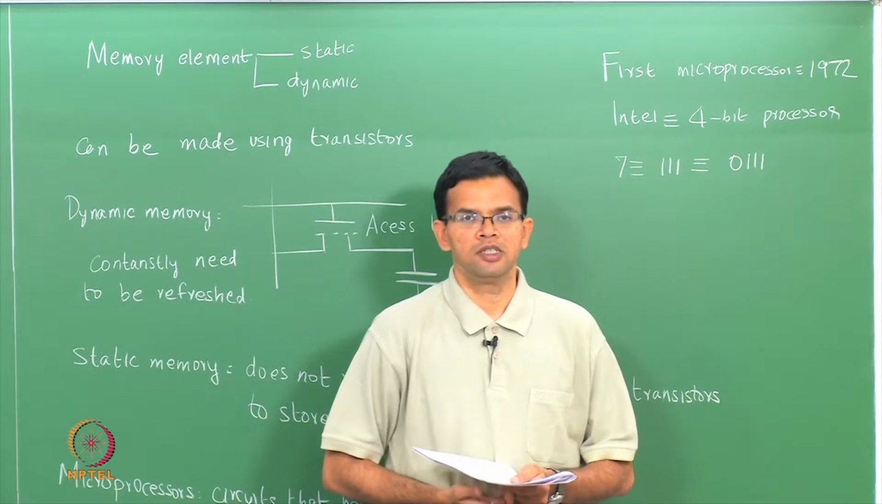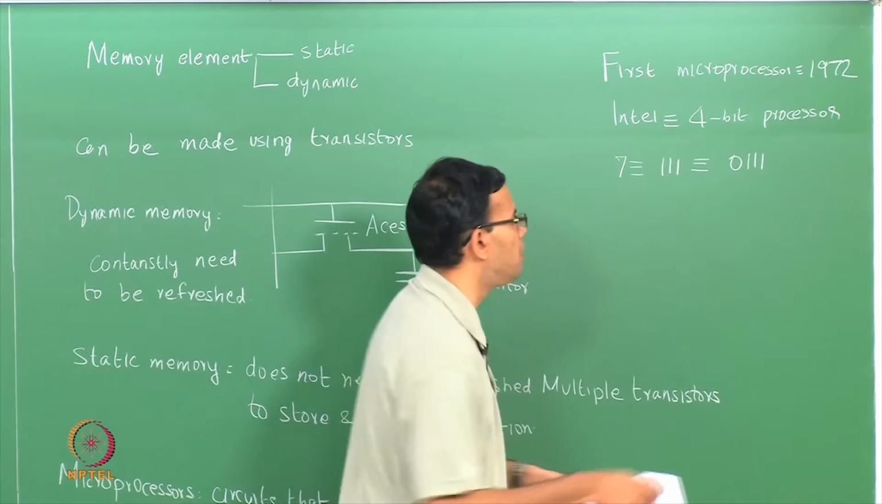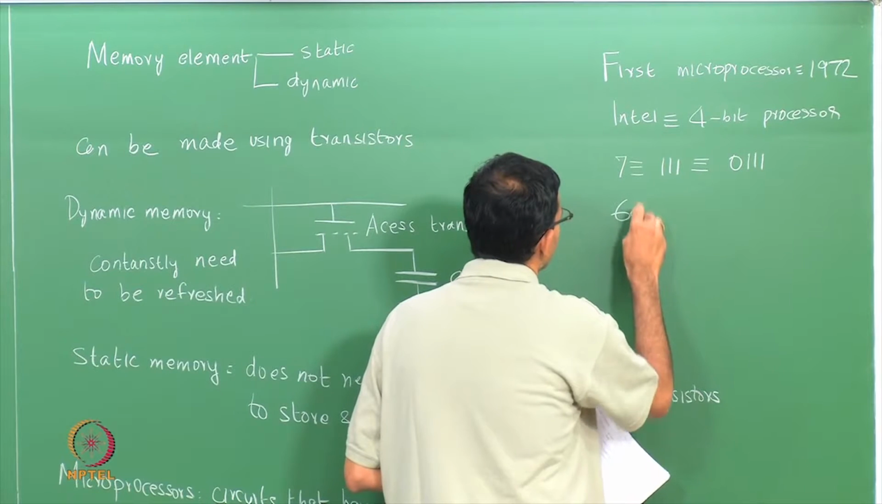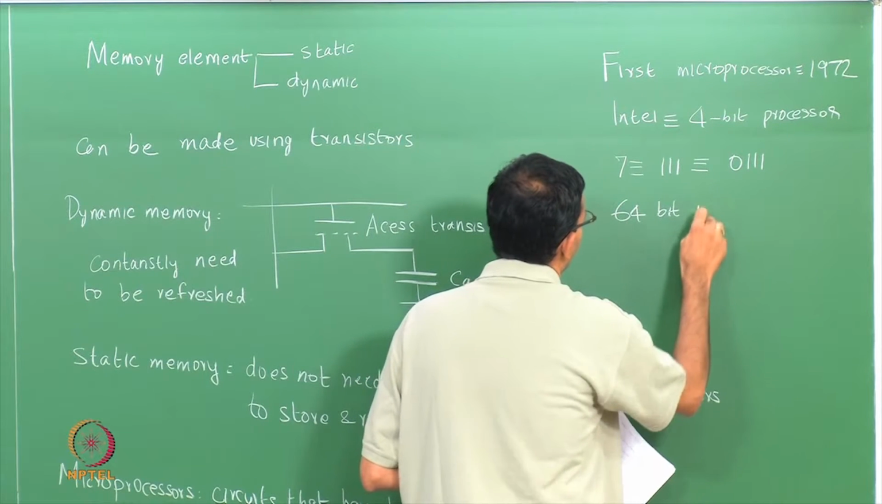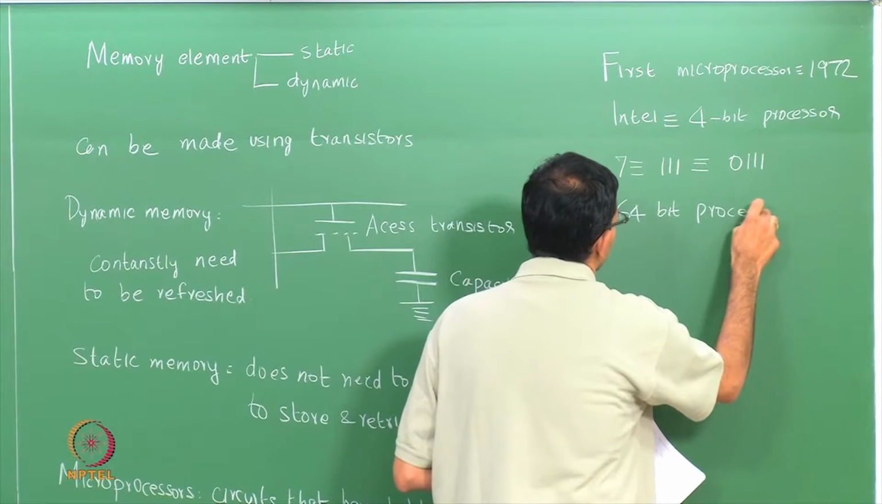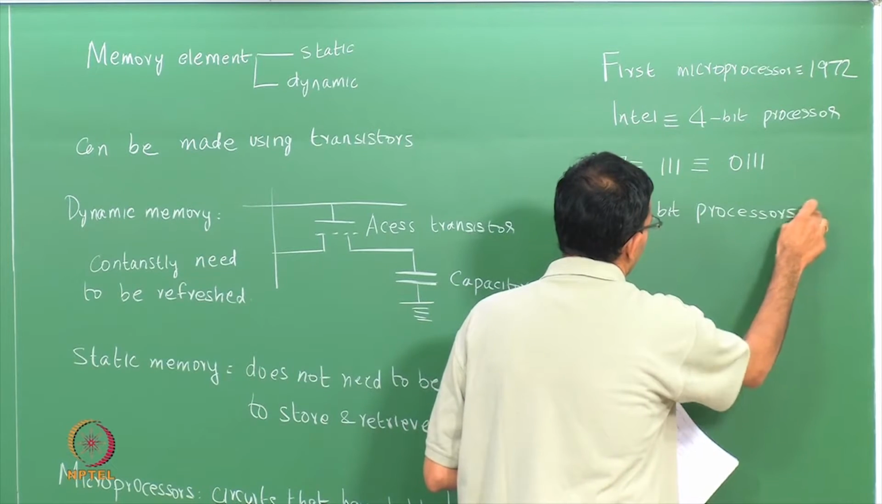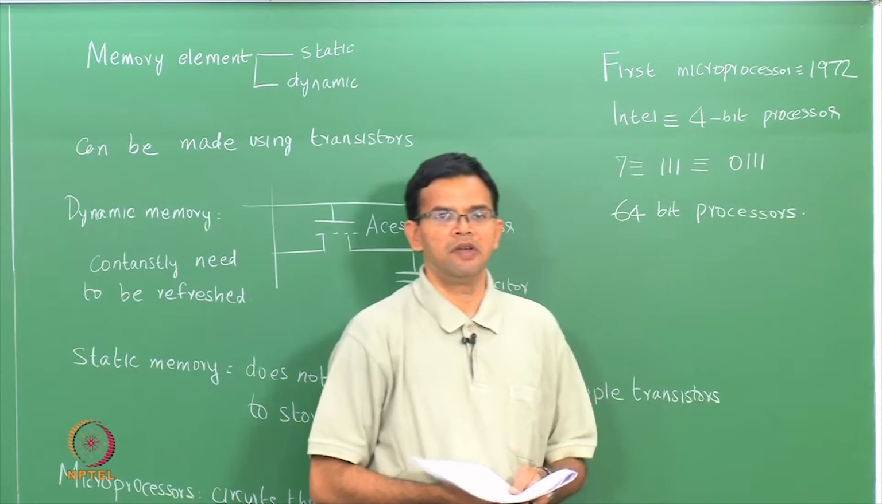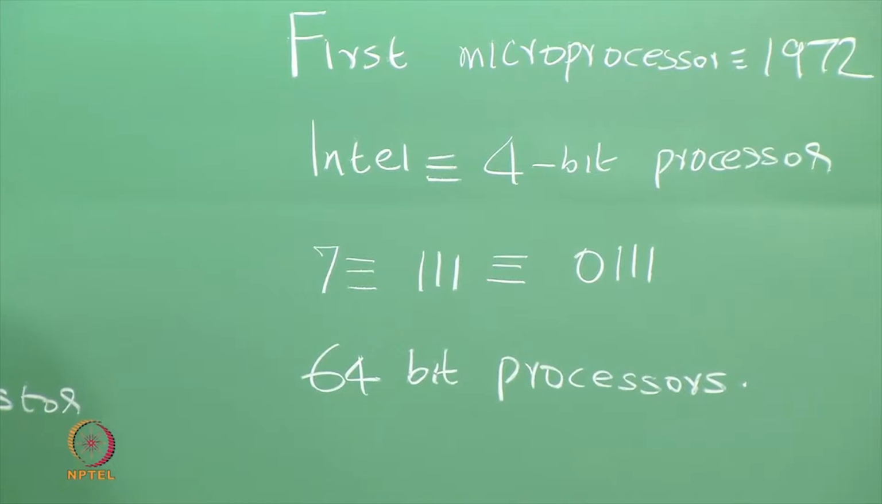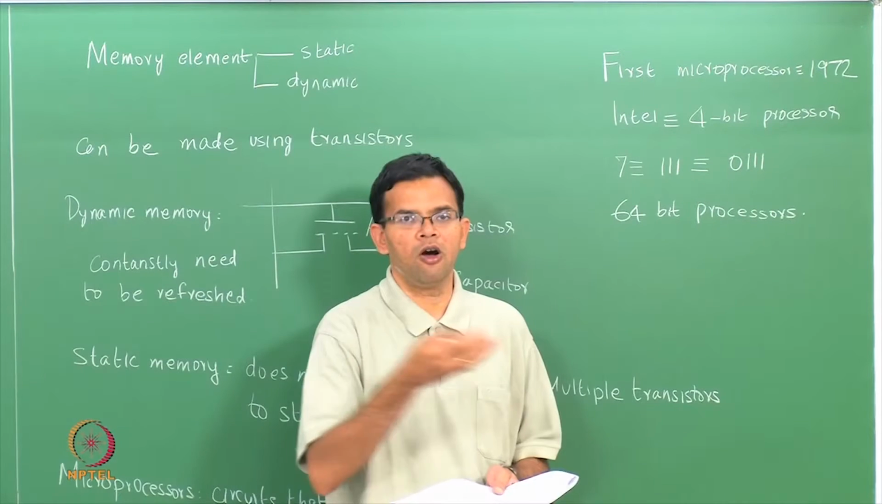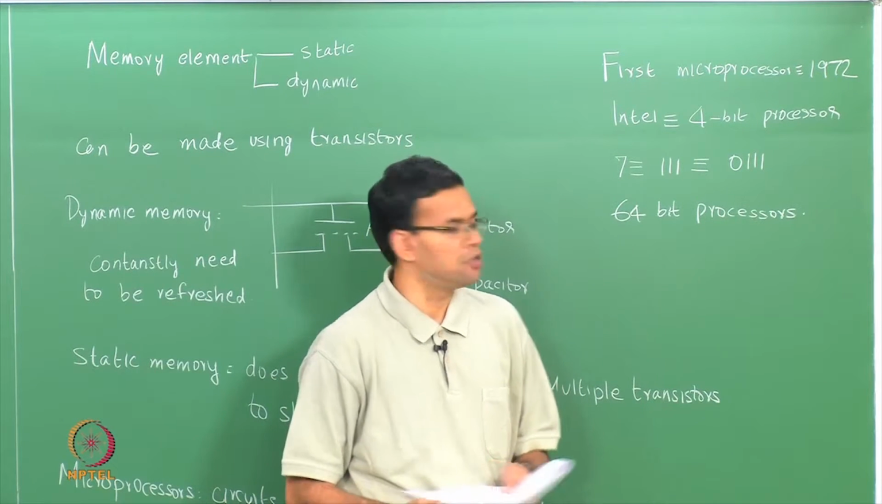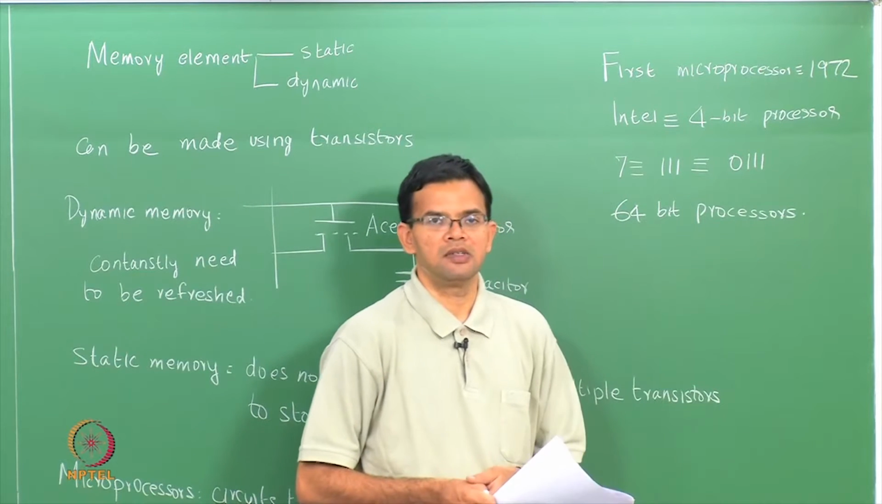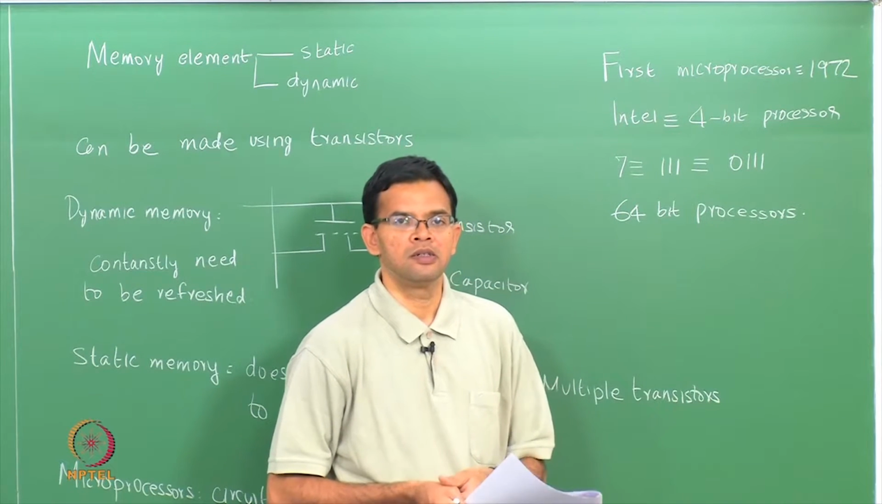Now, we have processors that are essentially 64-bit long. So, the same number 7 can be written as a 64-bit number, but essentially all the leading elements would be zeros followed by the last 3 ones, 1, 1 and 1.